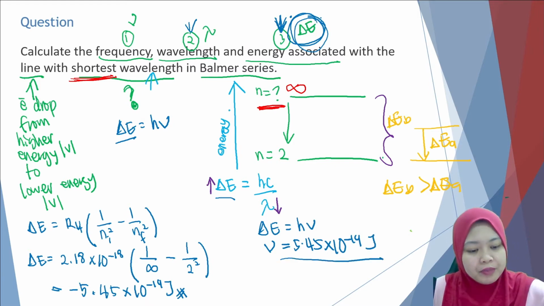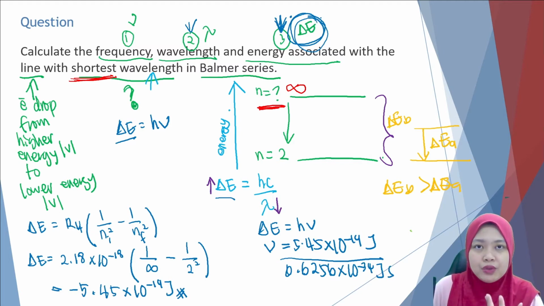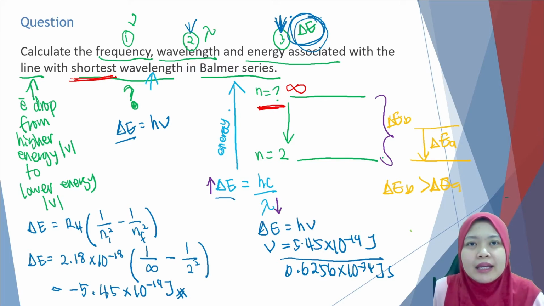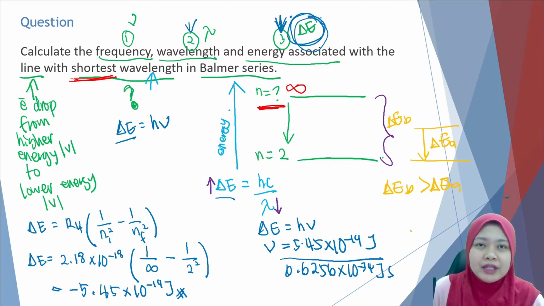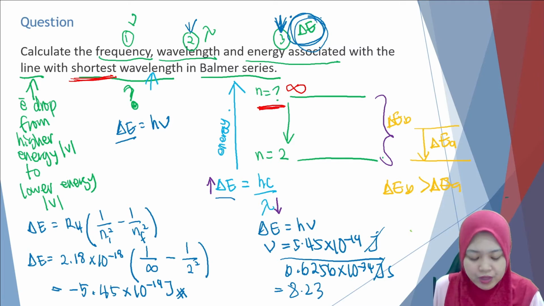The value of Planck constant is 6.6256 exponent negative 34 joule second. Please write the unit so that you can see what the final unit for your final answer is. Will marks be deducted if you don't write the unit in the working? No. But for those who can't see how to get the correct unit for the final answer, my advice is to write it. So cancel joule. The answer is 8.23 exponent 14 second minus 1.